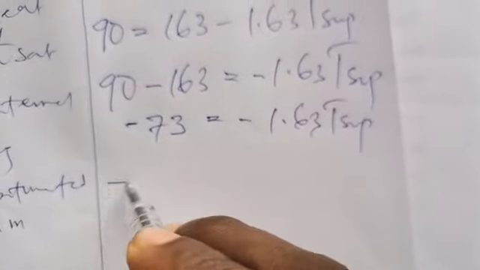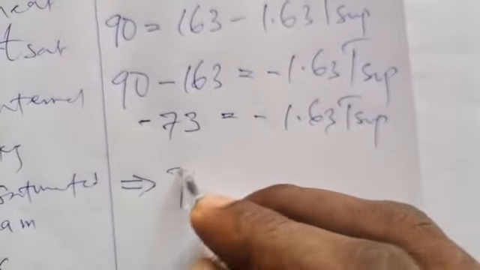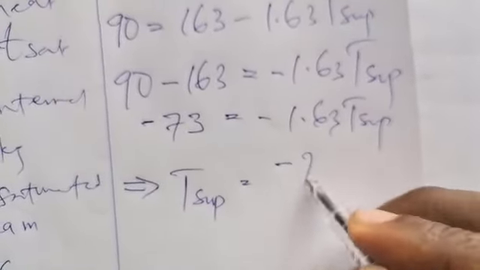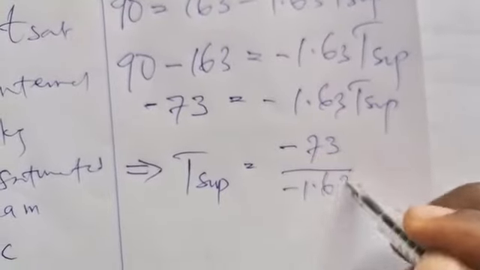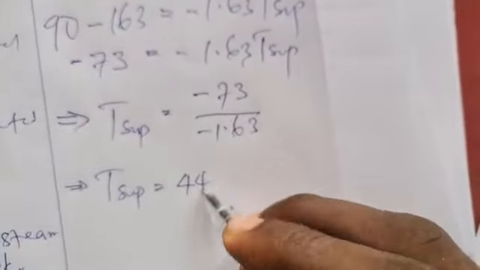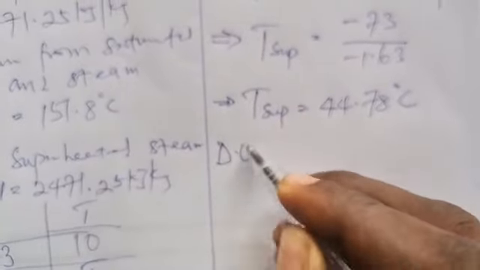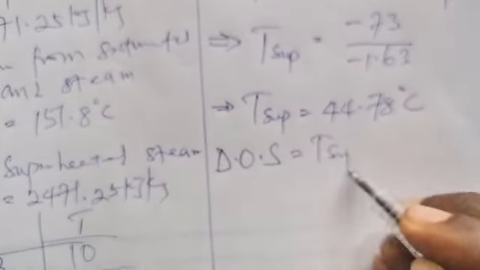Alright, so to make superheated temperature the subject, we simply divide both sides of the equation by minus 1.63. Therefore, superheated temperature is simply minus 73 divided by minus 1.63. So this simply implies that T superheated is actually 44.78 degrees Celsius. Okay, this is a little bit lower than saturation temperature, so it means we are going to obtain a negative value.